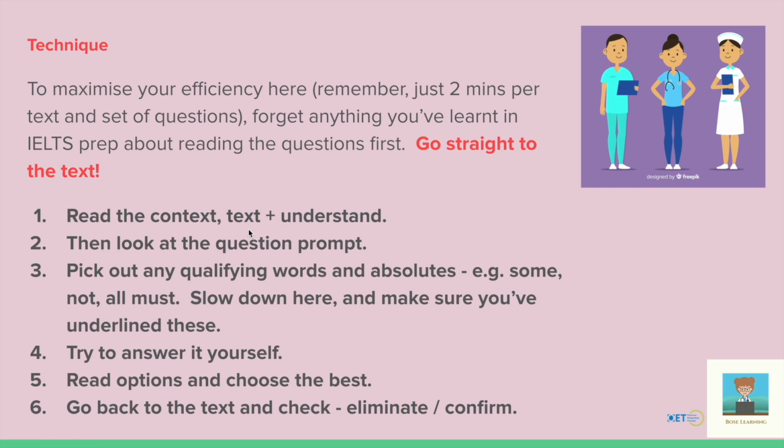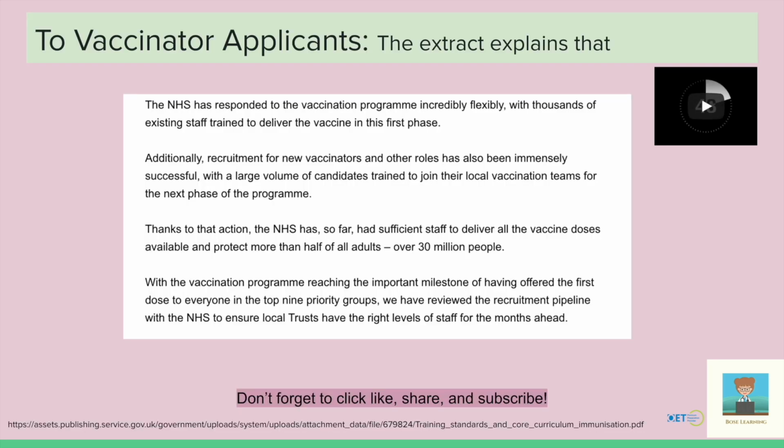But once you've looked at the question prompt, try and answer it in your own way from your reading of the text. Once you've got your own idea, then and only then look at the options and choose the best one. You may need to go back to the text and check and eliminate or confirm, but first of all, answer it yourself and then look at the options. Don't look at the options to begin with, because then things tend to get a little bit confusing. So let's have a practice then.